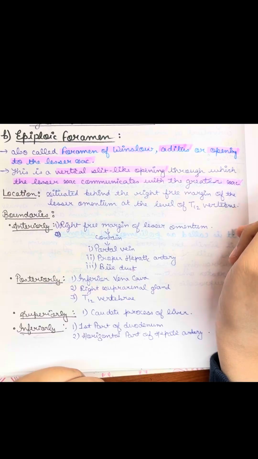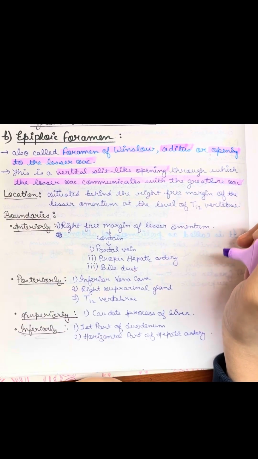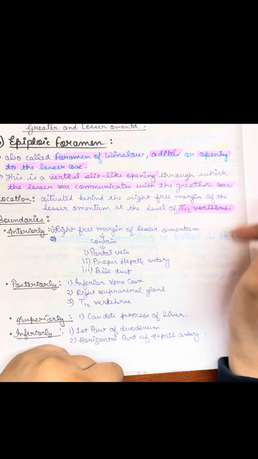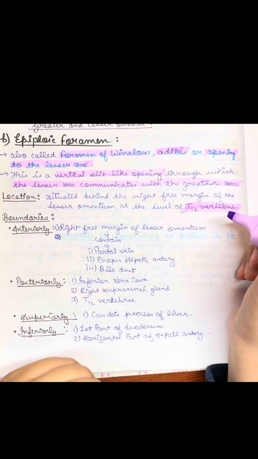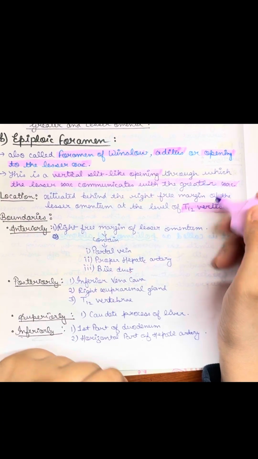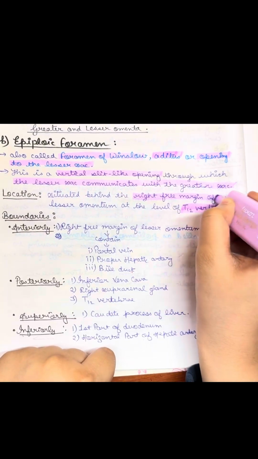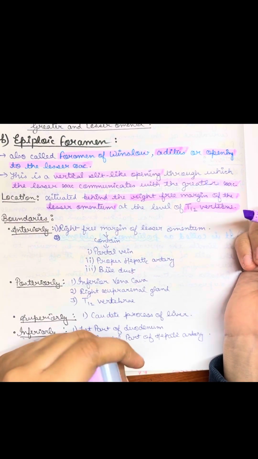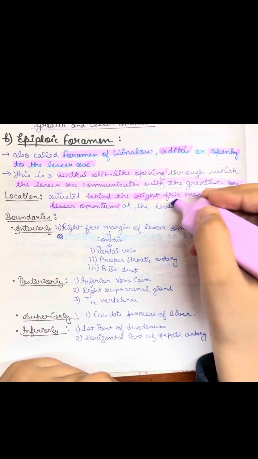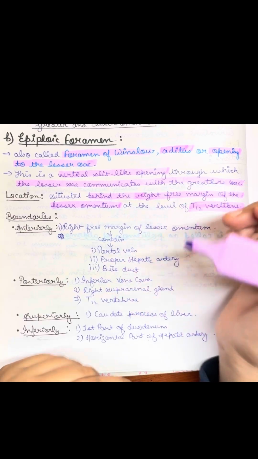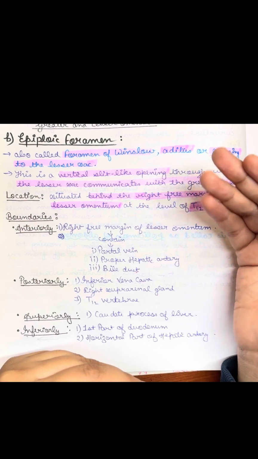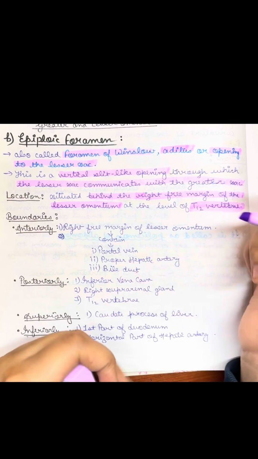So what is the location? The epiploic foramen lies at the level of the T12 vertebra, and it is situated behind the right free margin of the lesser omentum. So the structures lying in the right free margin of the lesser omentum form the anterior relation of this epiploic foramen, right? If not, then we will see it further also.